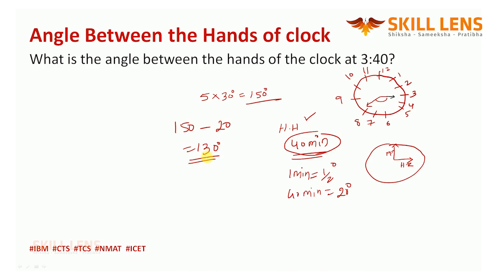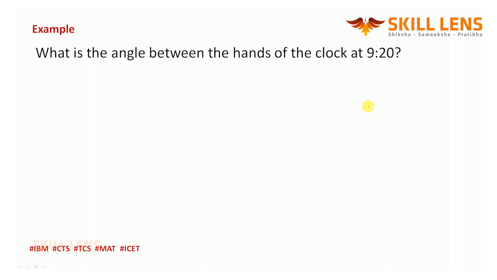Very simple concept. From 3 to 8 there is a 5 hours gap, so that is 150 degrees. But your hour hand is tilted for 40 minutes, and every minute it tilts half a degree, so 40 minutes gives 20 degrees. That's it. When the time is 3:40, the angle between the minute hand and hour hand is 130 degrees. This is how you can get your answers very easily. Hope everybody understood this question. These types of questions are asked in IBM, CTS, TCS, NMAT and ISET. We'll try to solve one more question based on this.